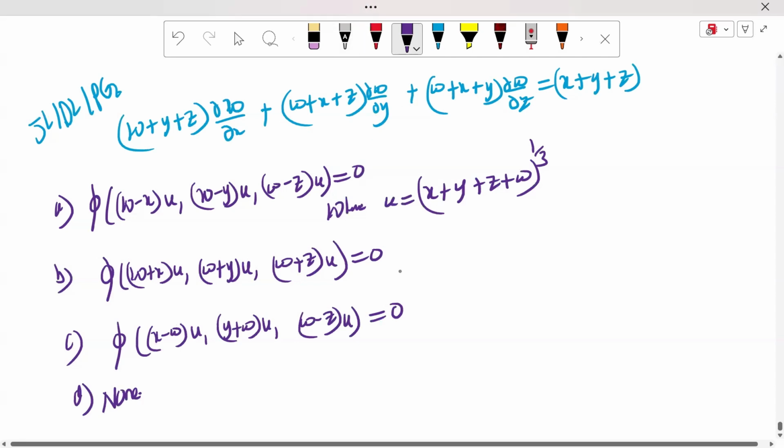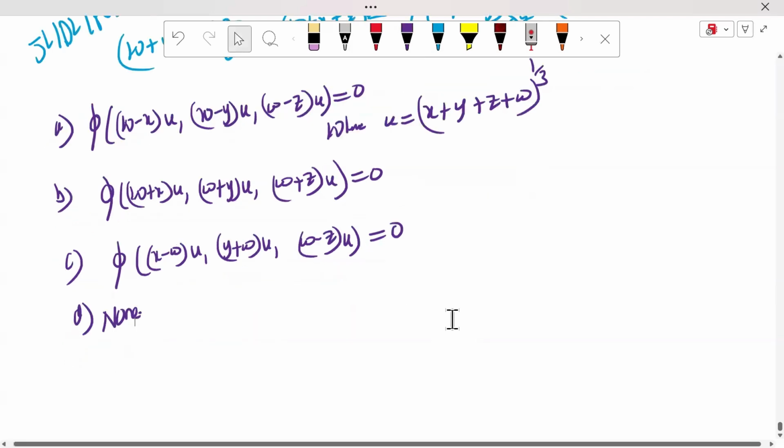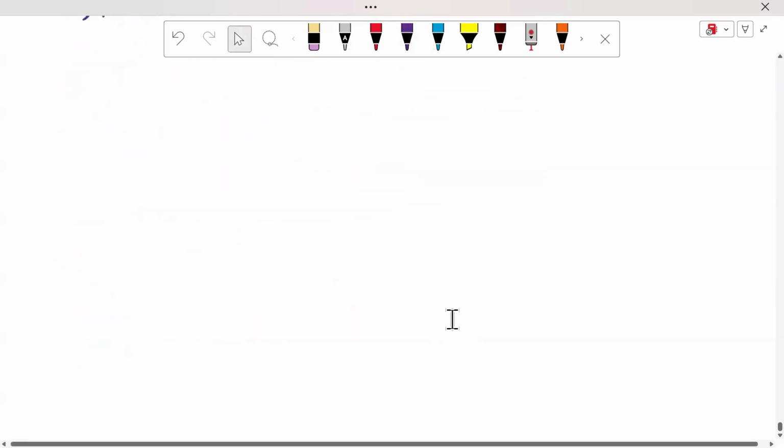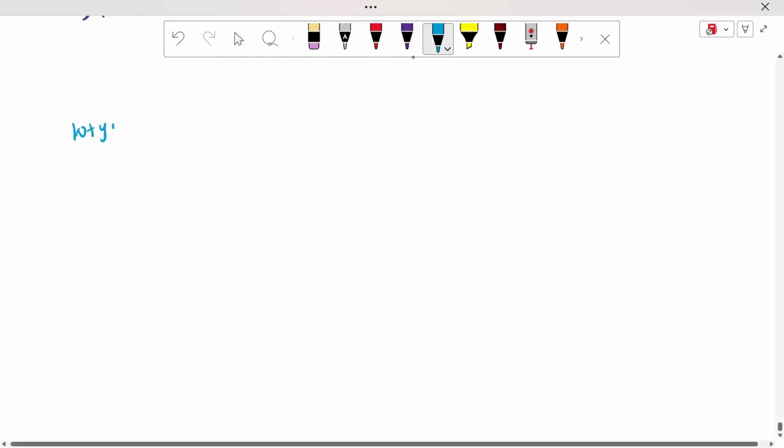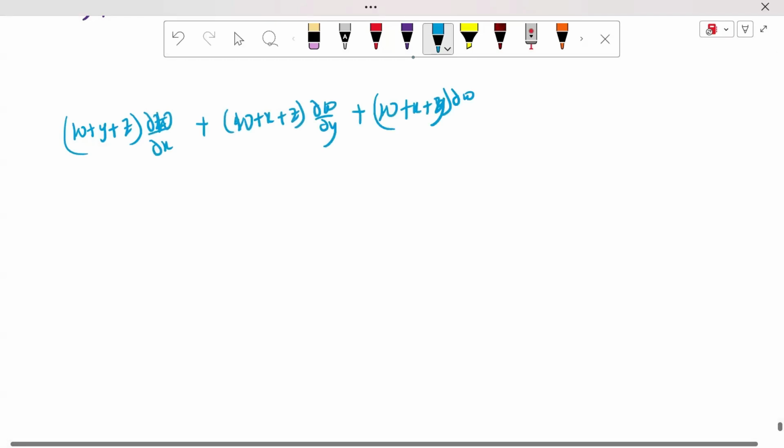This is the previous examination question, sir. Very simple and very easy. What is the given question, sir? The given question is very clear: (W plus Y plus Z) into dou W by dou X plus (W plus X plus Z) into dou W by dou Y plus (W plus X plus Y) into dou W by dou Z is equal to X plus Y plus Z.